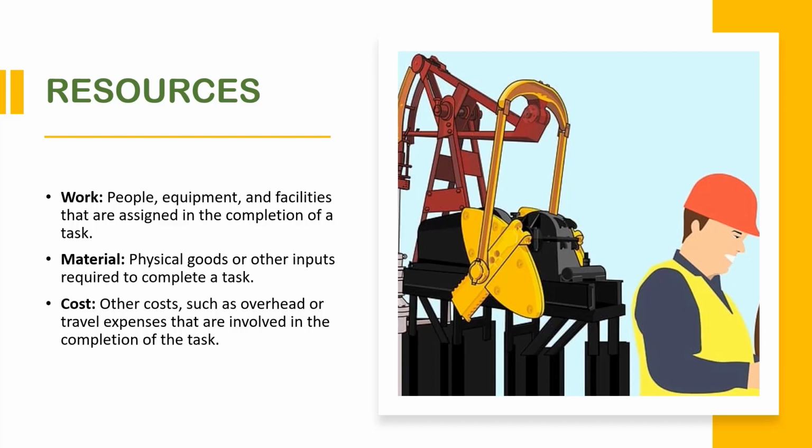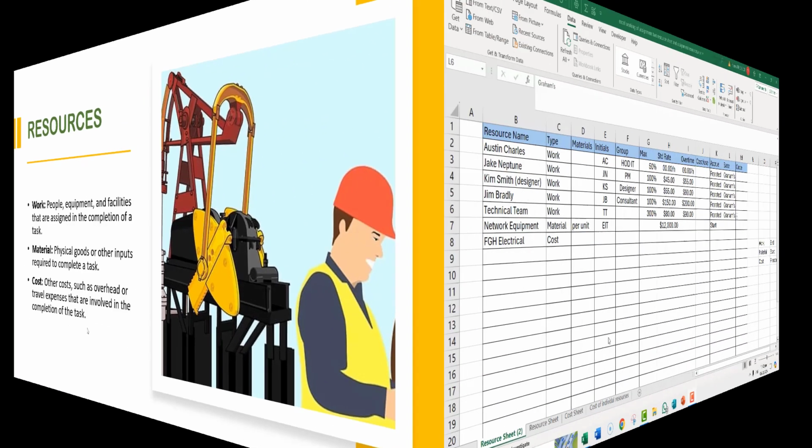And the last one is cost. Other costs such as overhead or travel expenses that are involved in the completion of a task. There are other costs that are not involved in the direct completion of a task and are classified as fixed costs. But costs represent a financial cost associated with a task in the plan, with work and material resources. Such resources do no work and have no effect on the schedule of a task. You enter the cost value of a cost resource only when you assign it to a task.